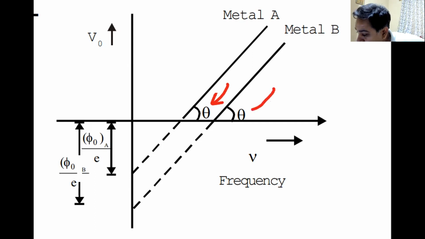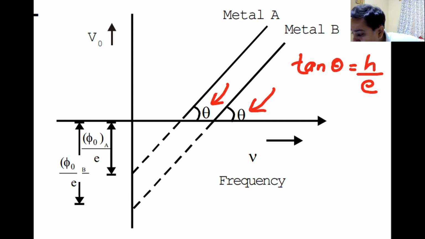It will be same for all the metals. What will be the tan of this theta equal to? Yes, it will be h by E. Remember, h is a constant, Planck's constant. We can't change it. E is the charge of an electron, which is constant. We can't change it. And hence the slope will be same for all the graphs, but slope of this graph and slope of that graph are not same, because slope of that graph was h, slope of this graph is h by E.